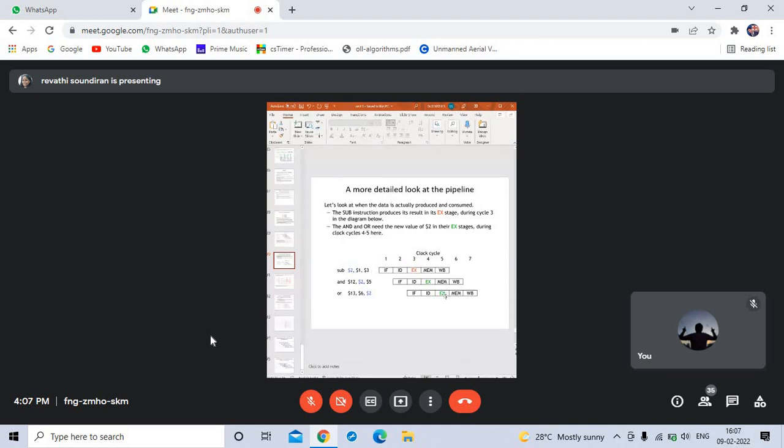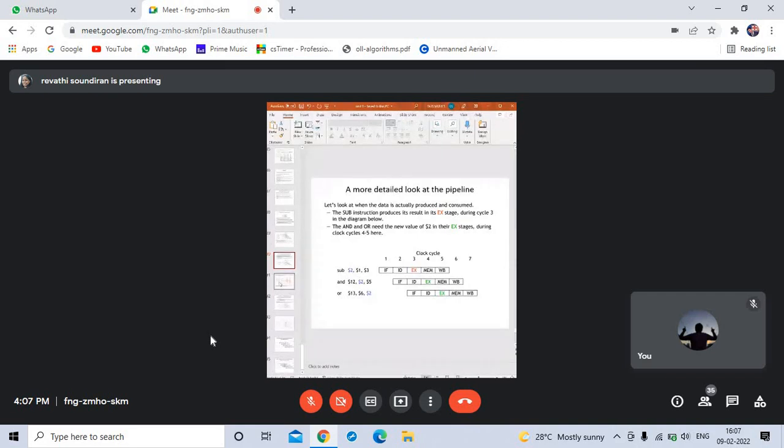So this is the case when you have data dependencies. It is very similar to a single cycle or multi-cycle approach if you are working on independent instructions with respect to data and control. Okay, so now what are we supposed to do?